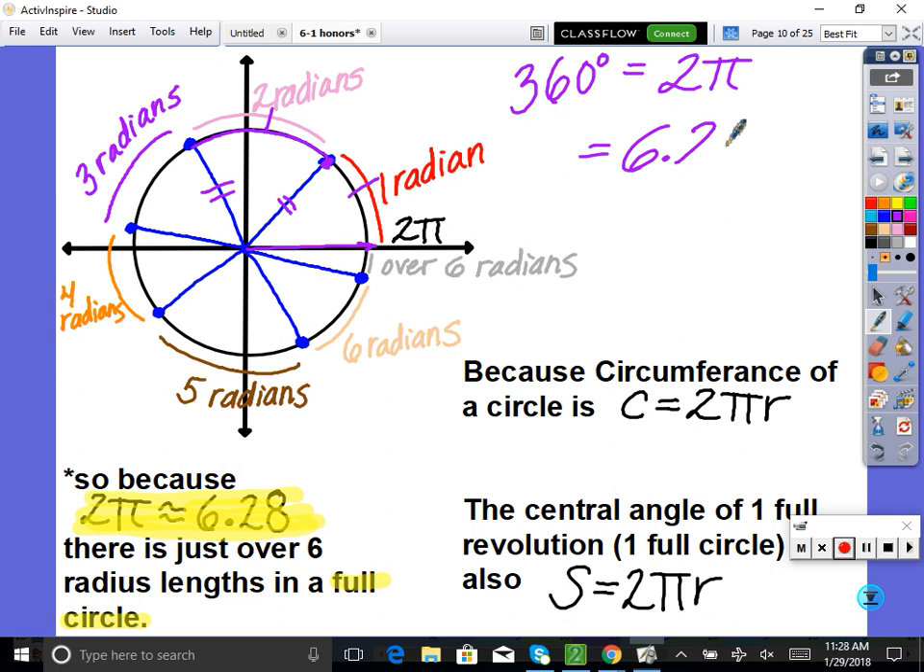6.28 radians. So everybody, do you see something interesting? This is equal to this. This is the degree measure. This is the length of the arc.